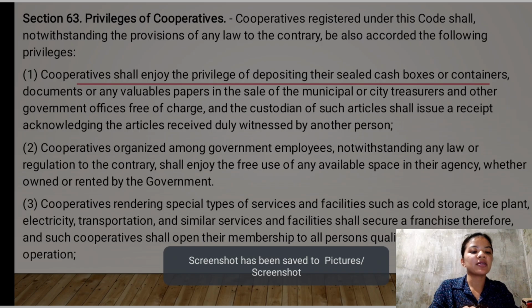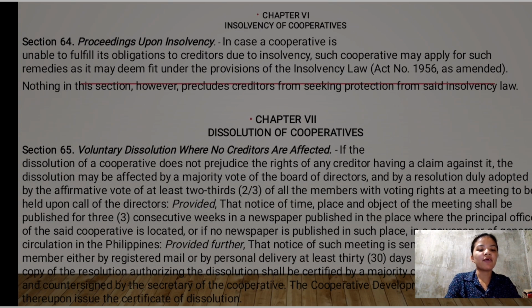These privileges typically aim to help cooperatives function effectively, possibly including tax benefits, preferential treatment in government contracts, or access to specific financial reports. Section 64 addresses the insolvency of a cooperative.